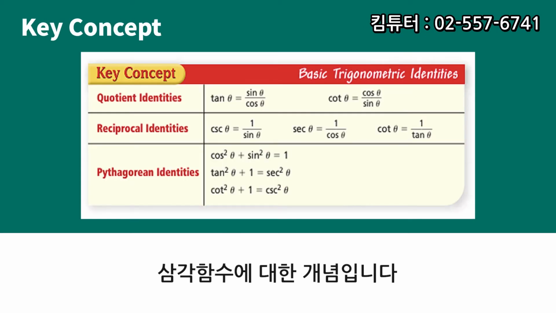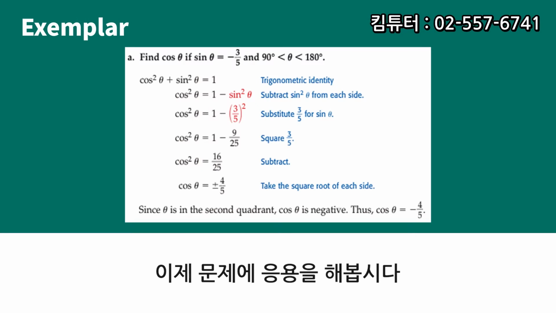This is the first key concept: quotient identities, reciprocal identities, Pythagorean identities. Applying this key concept, let's take a look at this question. Find cosine theta if sine theta equals minus 3 over 5 and theta is between 90 degrees and 180 degrees. Using the first trigonometric identity, cosine squared theta plus sine squared theta equals 1, we are able to subtract sine squared from each side, substitute 3 over 5 for sine theta, square 3 over 5, subtract that, take the square root of each side, and therefore we can conclude that cosine theta, which is in the second quadrant, should be minus 4 over 5.